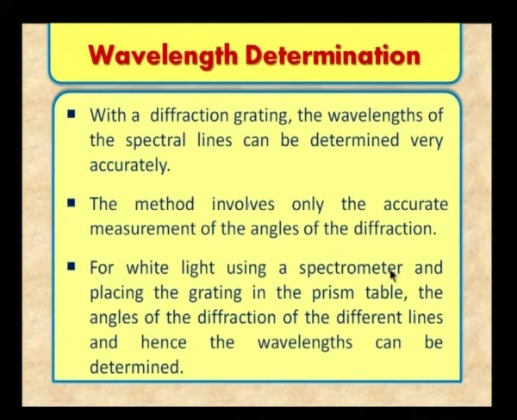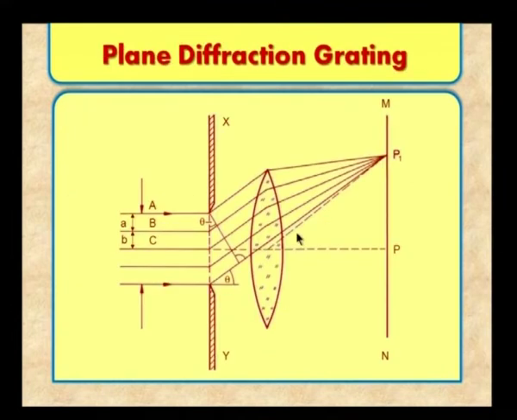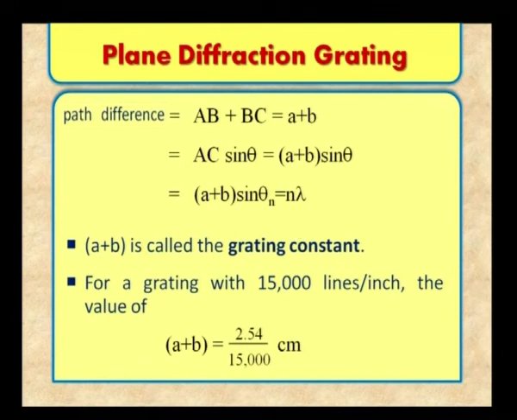For white light, using a spectrometer, by placing the grating on the prism table, the angles of diffraction of the different lines can be measured. Theta is the angle of diffraction, right. You can have a formula: A plus B will be equal to n lambda by sin theta, or (A plus B) sin theta will be n lambda, and A plus B is called the grating constant.